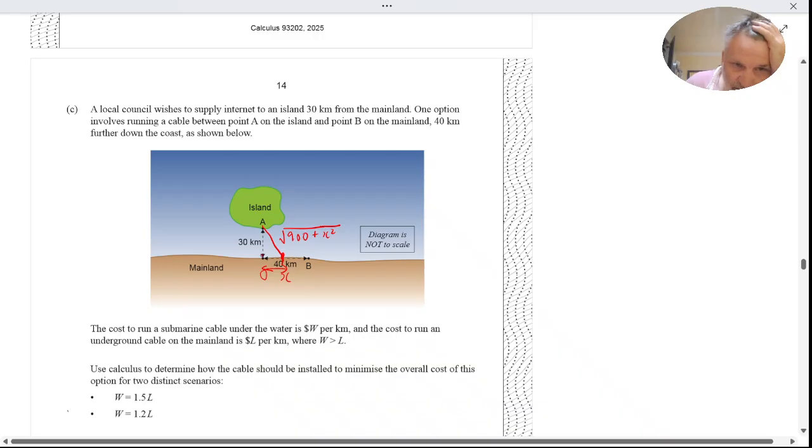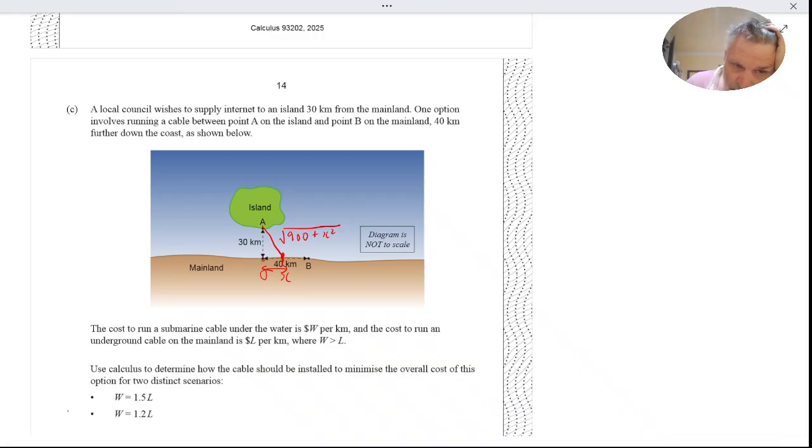And x is going to tell us the distance from the point opposite point A on the mainland. I've seen someone else do the same question and they put an x over here, and then you get a 40 minus x. You'll get some different algebra you have to do, but the question will still solve that way.